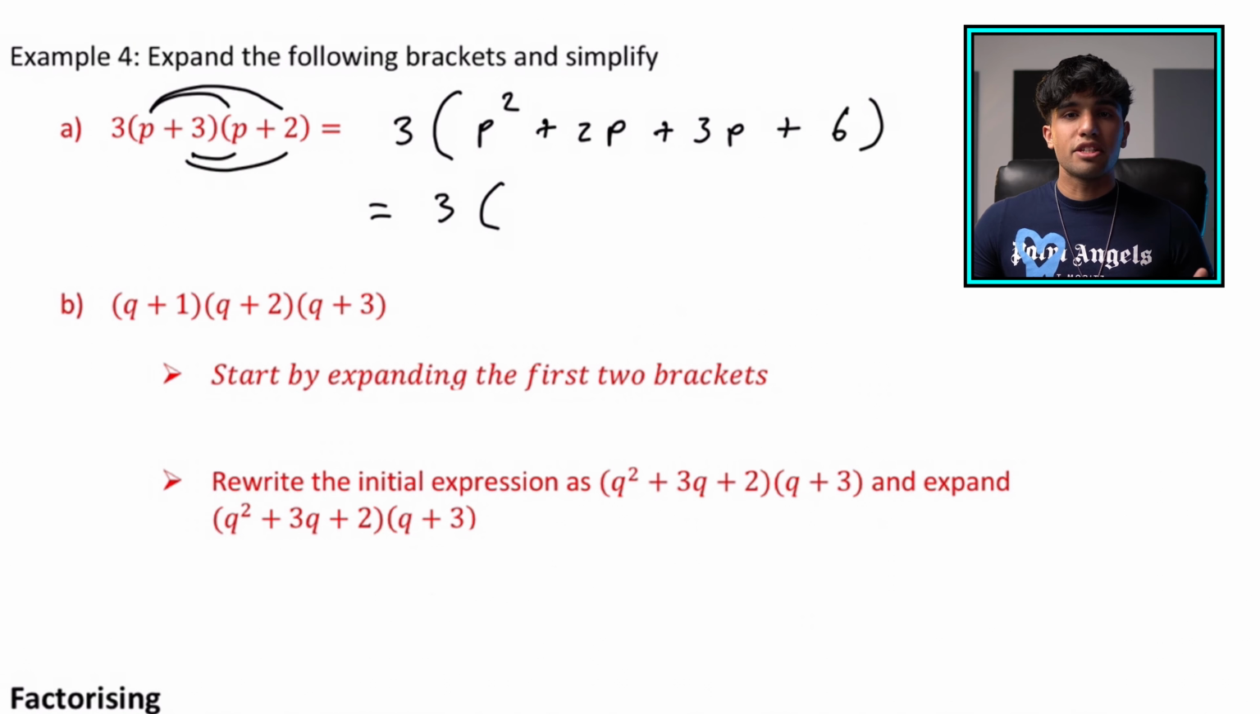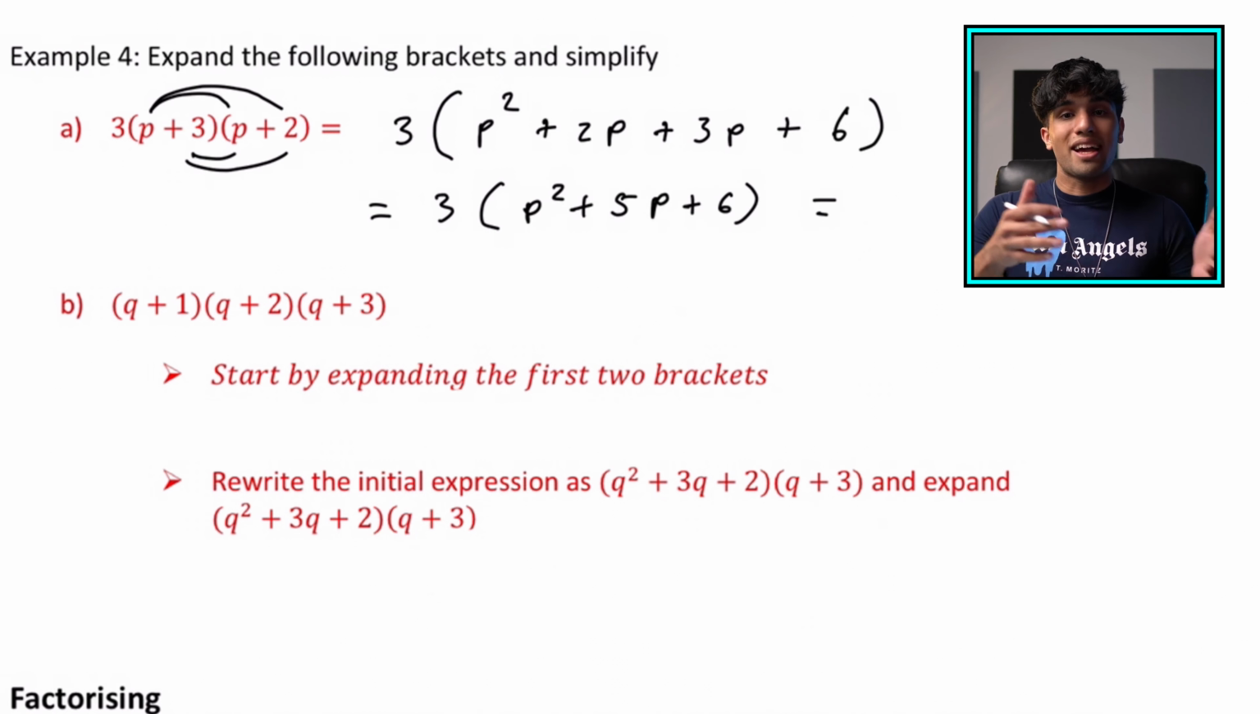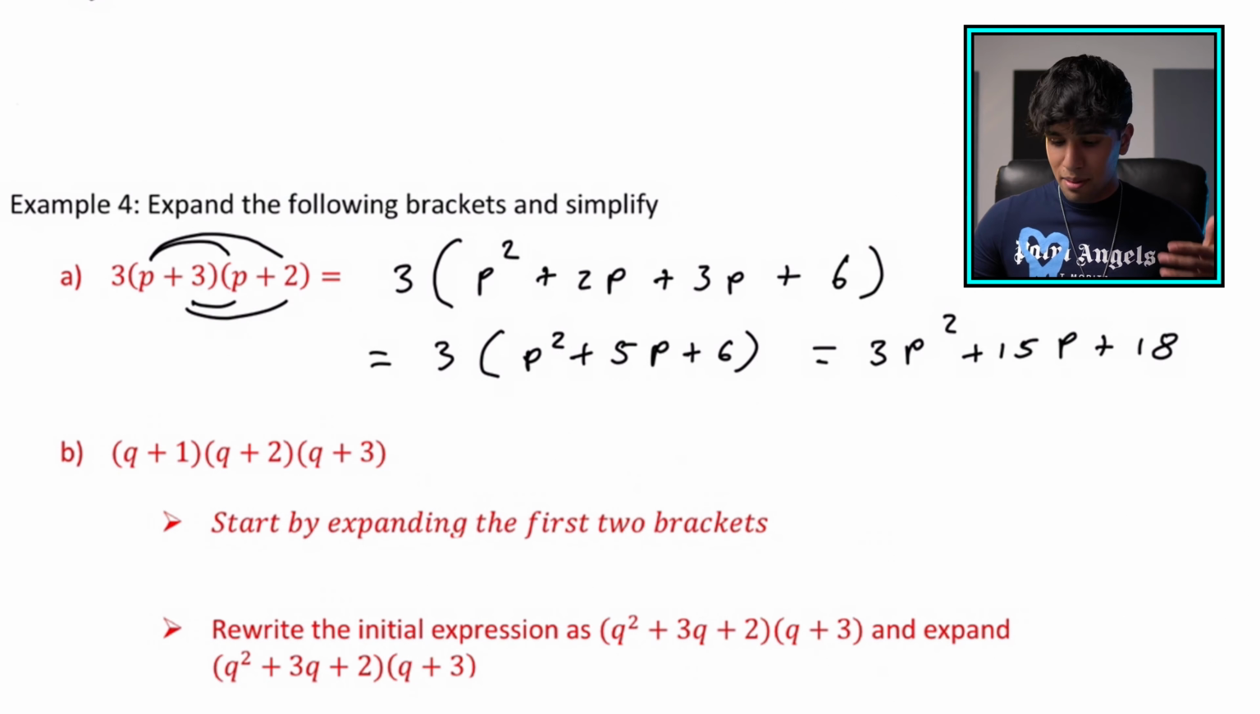This is very similar to the question we just did, where only our p terms need simplifying. We can do 2p add 3p, and that gives us 5p. The rest of the expression stays the same. Our last step is to bring our 3 back inside the bracket. All we do now is times every term by 3, giving us 3p squared plus 15p plus 18.